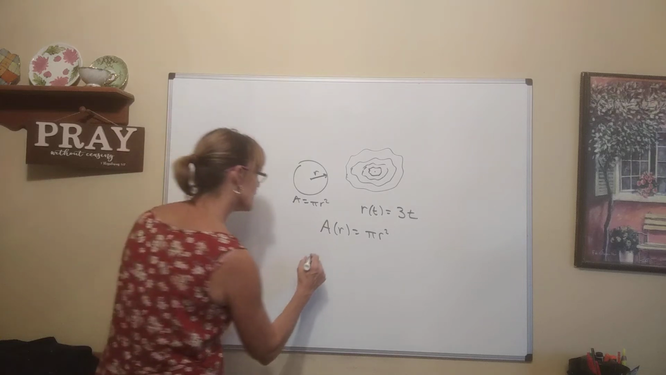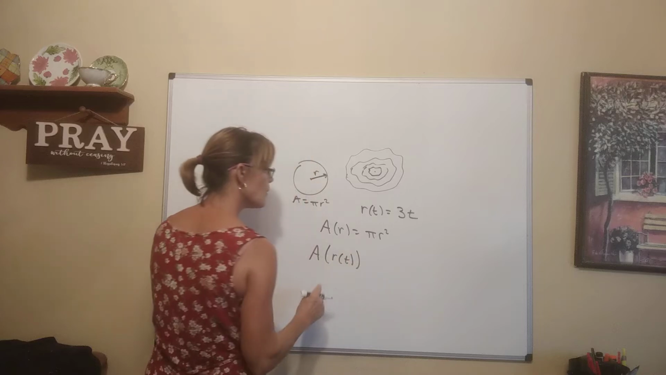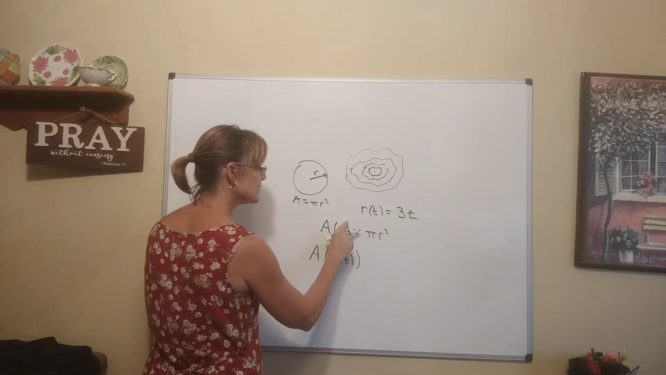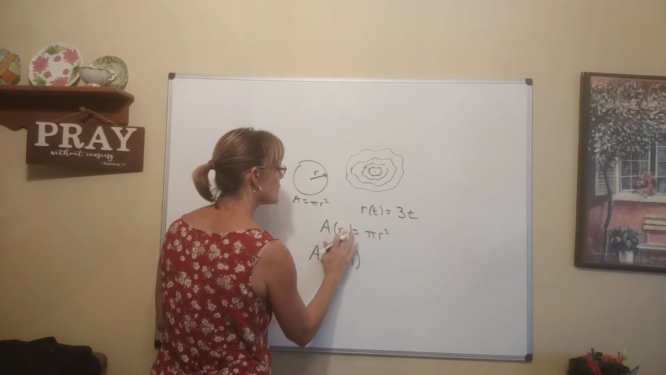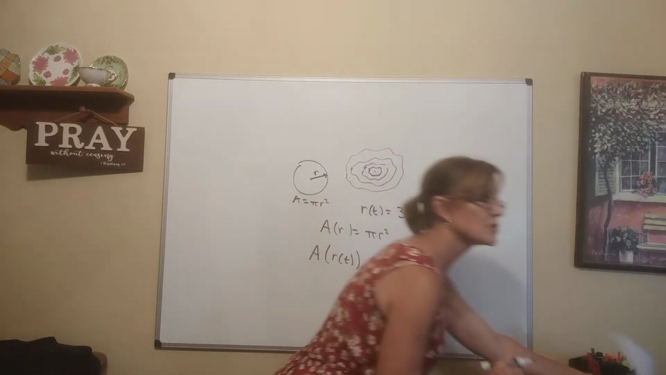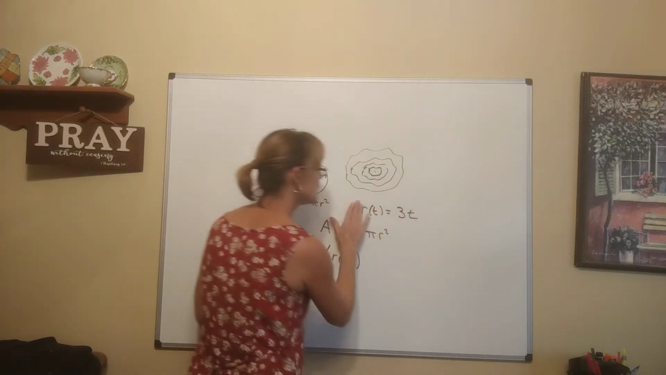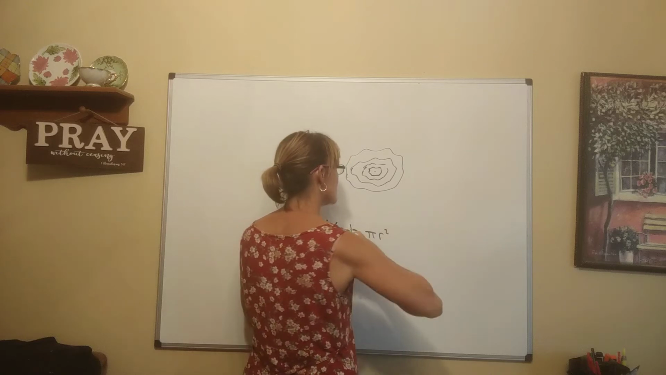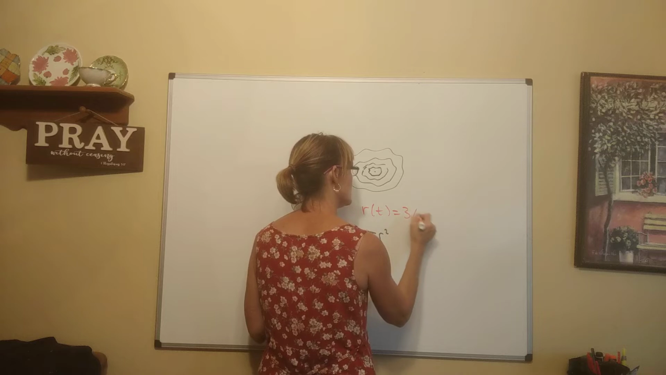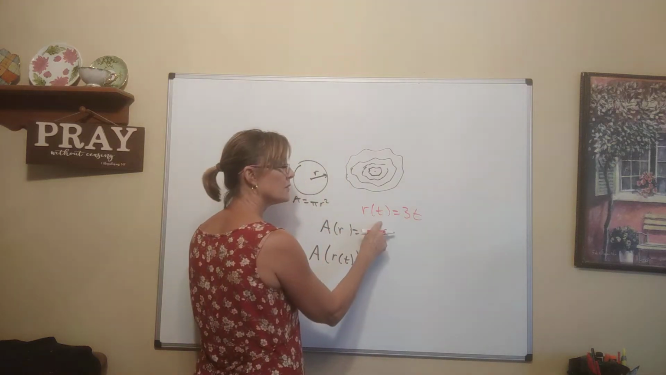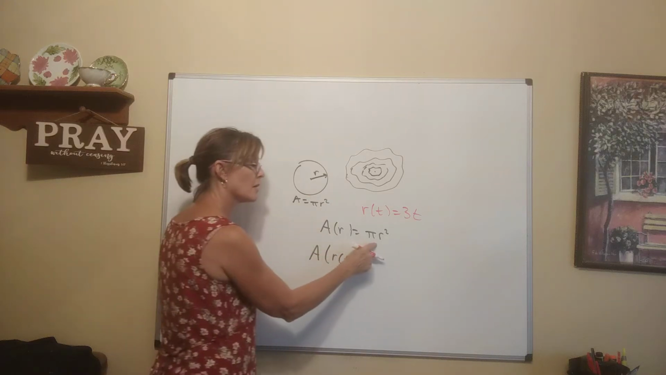So a of r of t. So what we have here is a of r, really of t. Or this is a of r, but really radius is a function of t. So this is a form of combination of functions. Again, in this particular instance, I do not want you to get real anxious or worked up, but I want you just to have seen it before. Radius is a function of time. R of t is 3 times t. Area is a function of radius, pi r squared.